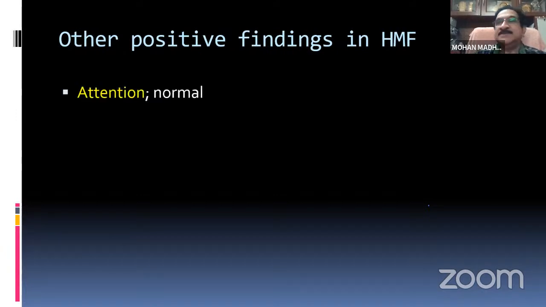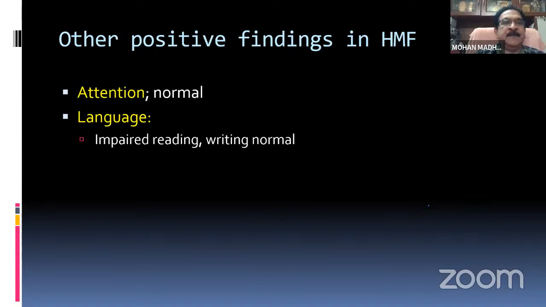Now let's go to the other positive findings in these patients. His attention was normal, language impaired in reading, but writing was normal. So can a corpus callosal lesion, a splenial lesion, produce impaired reading? Only the corpus callosum, without effect on the occipital lobe. In the classical alexia without agraphia, the lesion should involve the subangular gyrus or the dominant occipital lobe and the splenium. That is the classical description.